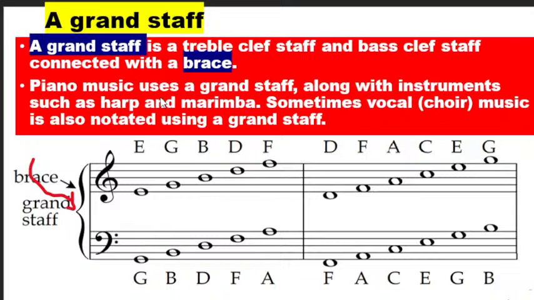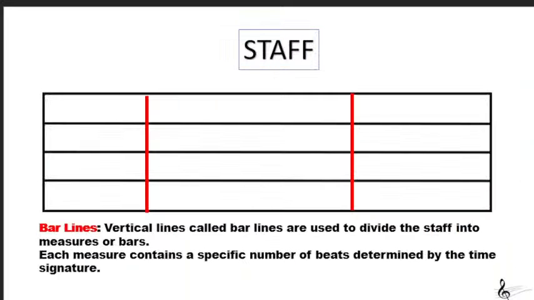Piano music uses the grand staff, along with instruments such as harps and marimba, and sometimes vocal music also uses the grand staff. Now I'm talking about the bar lines. These are the bar lines that I'm talking about here, the ones that are red. This one is red, another red.